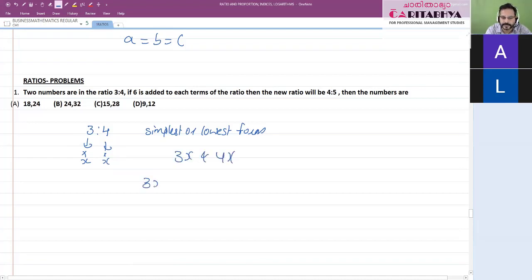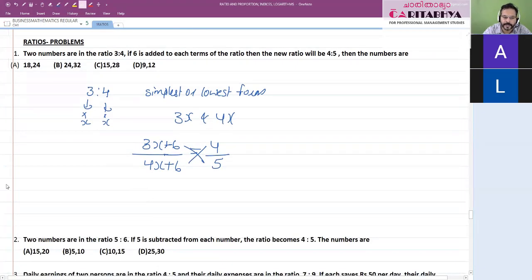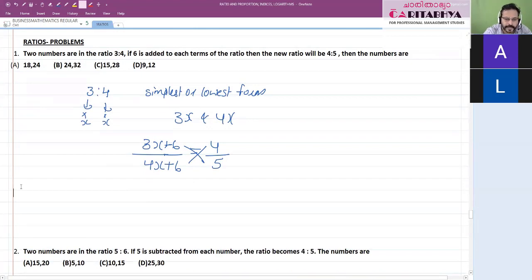Ratio means 3x divided by 4x is our original ratio. In the simplest form, x cancels and we get 3 is to 4. Then what happened next, 6 is added. So when 6 is added to antecedent and consequent, the ratio changes to 4 is to 5, that is 4 by 5. Now cross multiply and we get the answer.